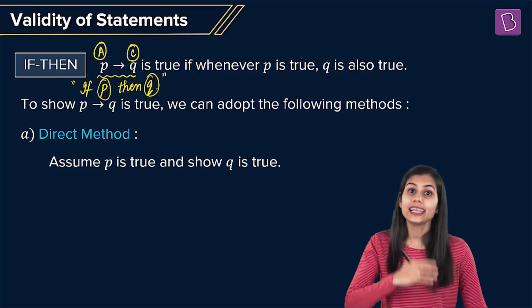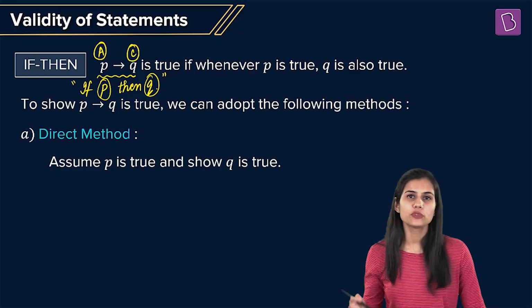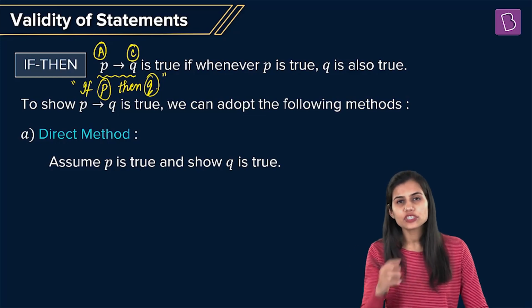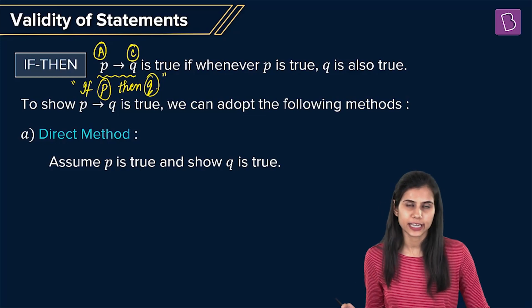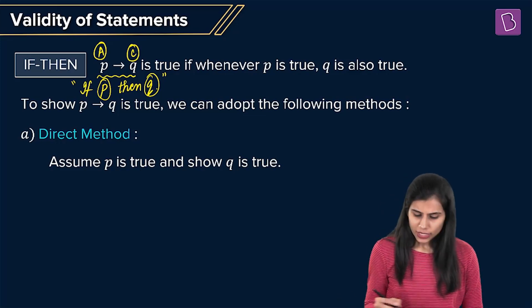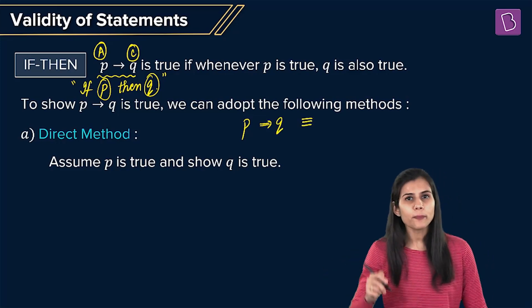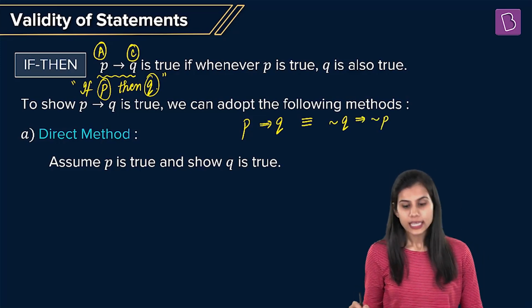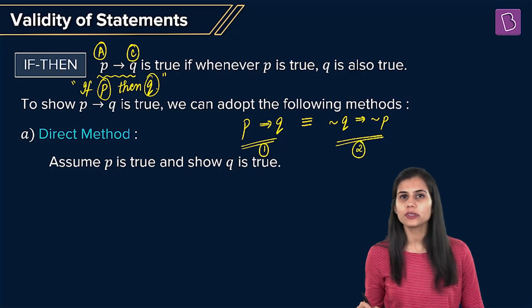You assume that the antecedent is holding true, and under this assumption, you prove that the consequent will hold true. When this happens, you conclude that the claim being made by P implies Q is a valid claim, and hence it comes out to be a valid statement. We also know that P implies Q is logically equivalent to its contrapositive statement, which is negation Q implies negation P. If both these statements are equivalent, that means proving the first statement to be valid is equivalent to proving the second statement to be valid.